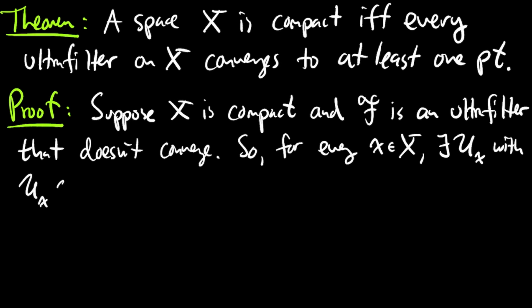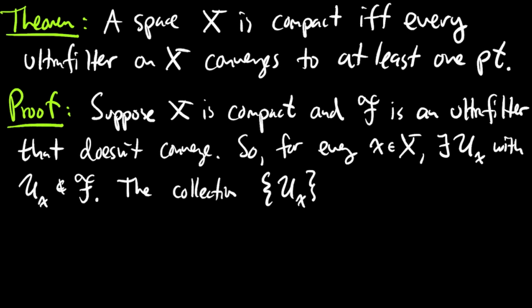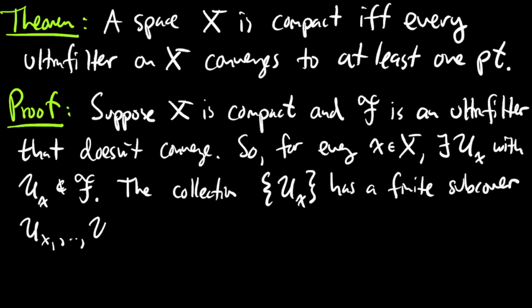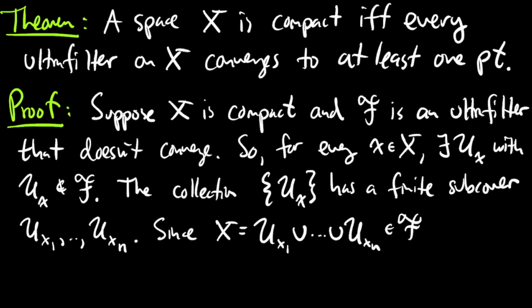open cover of your space that has no finite subcover. And you see, for each point, there's an open set around that point that is not in the filter. Then this collection, if it had a finite subcover, the union of that finite subcover is all of X. That is in the filter, and by primality, at least one of these open sets would have to be in the filter.